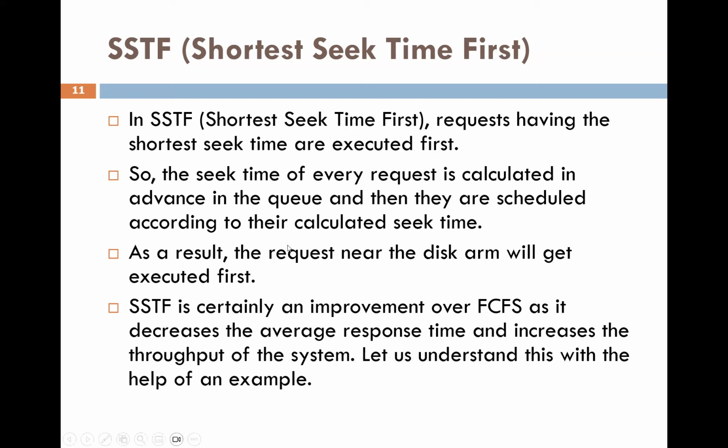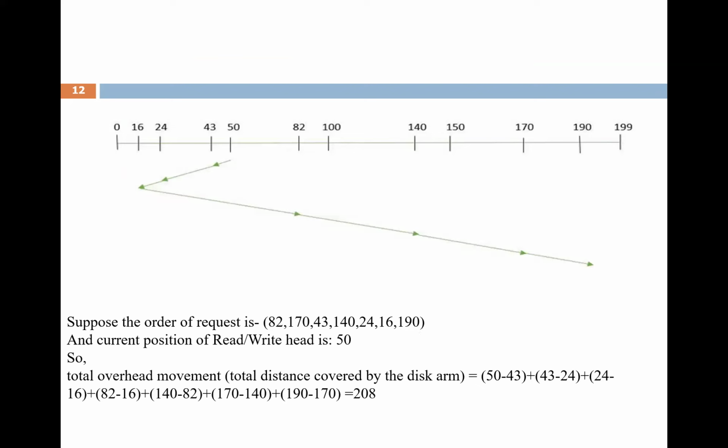So SSTF is certainly an improvement over the FCFS policy as it decreases the average response time and increases the throughput of the system. Let us understand with the help of an example in the next slide. You can see here, we are continuing the same example for this algorithm as in FCFS. You can see that the total distance covered by the disk arm is reduced.